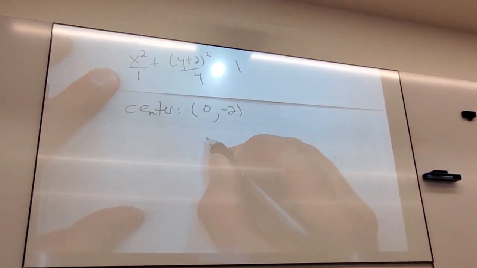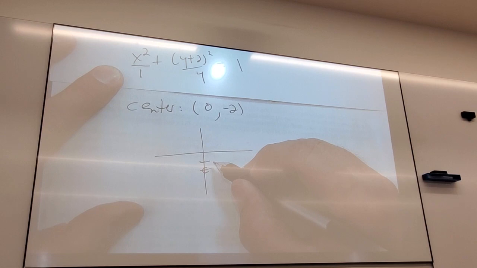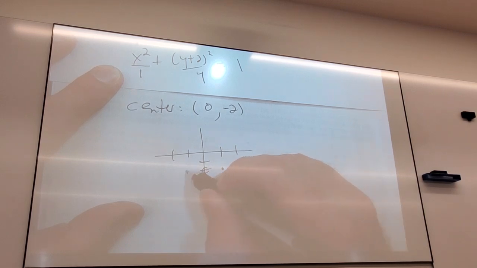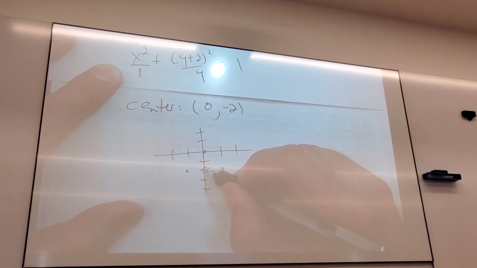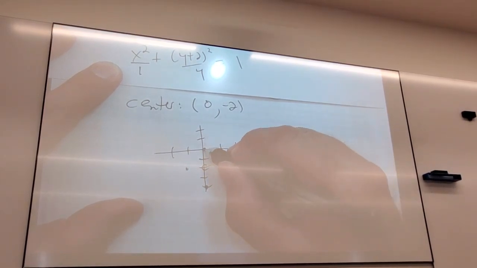Okay, here. So I'm going to plot 0, -2. That's not plotted, but the little C for center. In the x direction, how far am I going to go? You're going to go 1. In the y direction, I'm going to go how far? 2. So up 2, down 2. Start here, down 2.